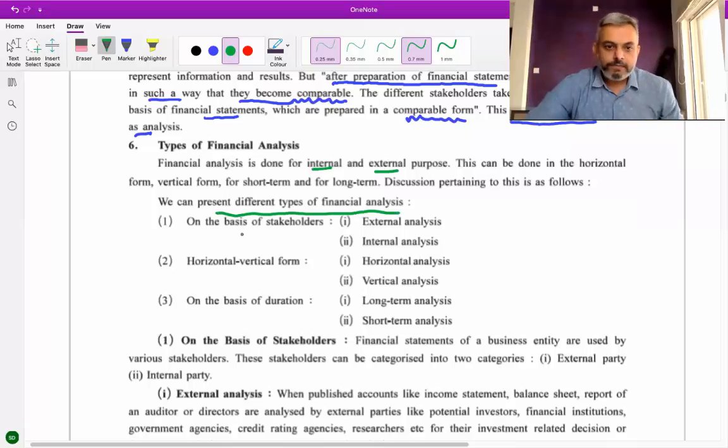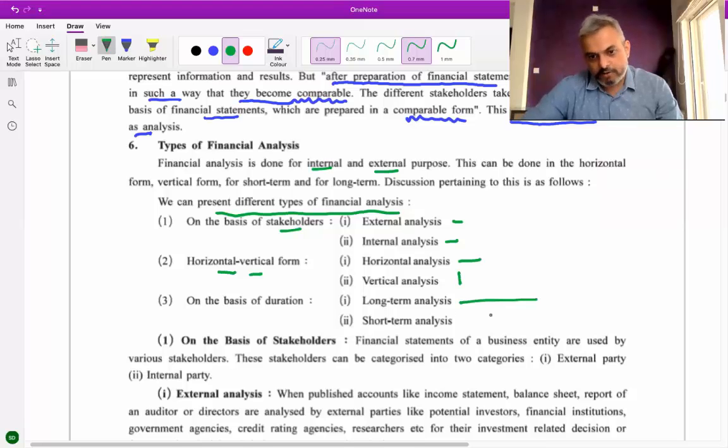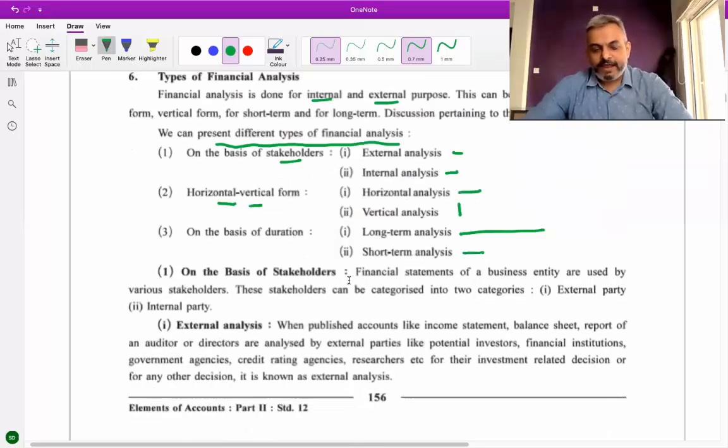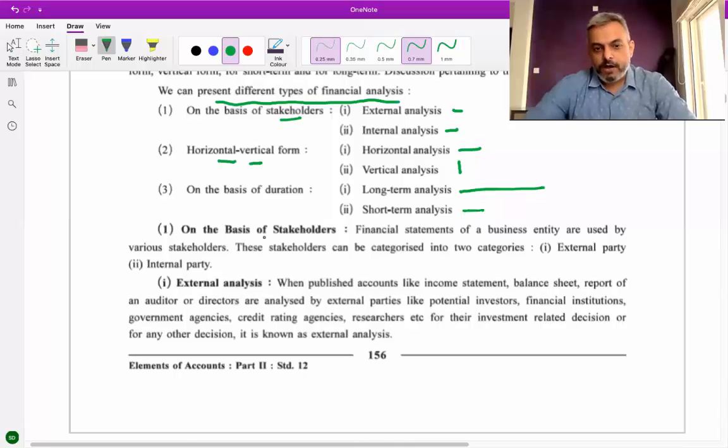First, on the basis of stakeholders: external, internal, horizontal, vertical, and on the basis of duration. So it can be internal, external, horizontal, vertical, long term, short term. Various analyses are given here. First is on the basis of stakeholder. The financial statements of a business entity are used by various stakeholders. Stakeholders can be categorized in two categories.